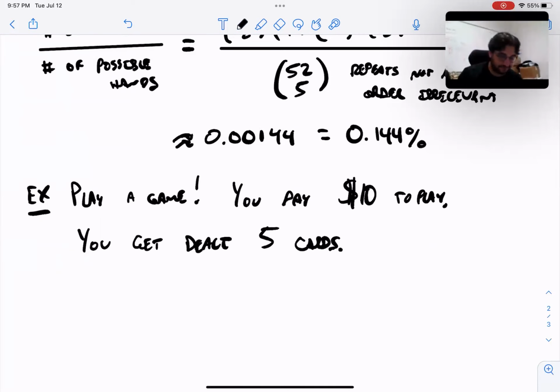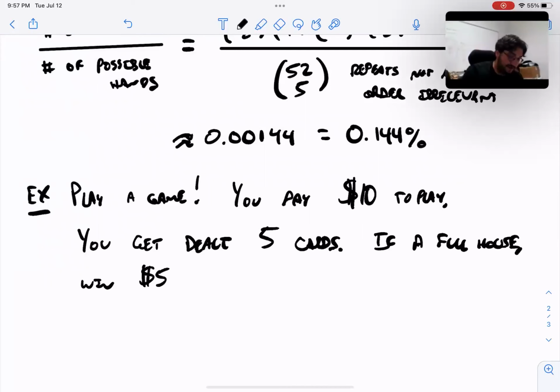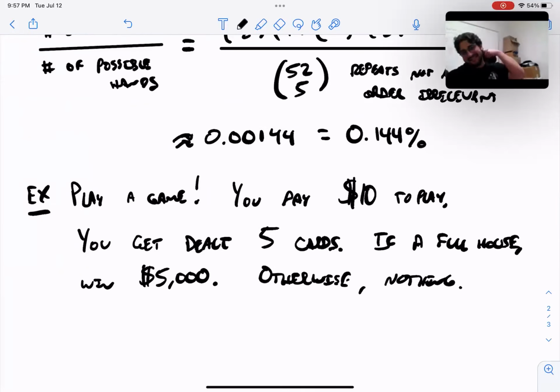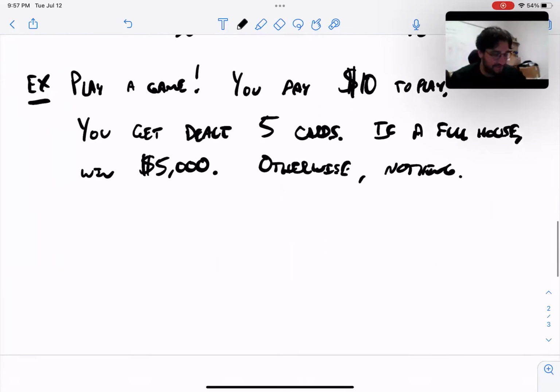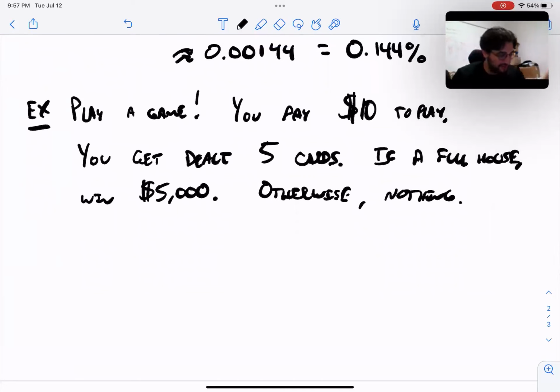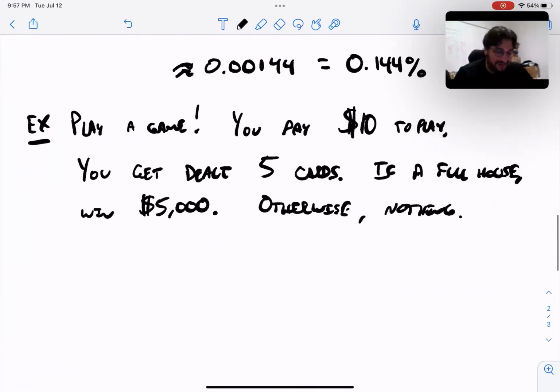Okay, great. If it's a full house, you win $5,000. And otherwise, if it's not a full house, nothing happens. So this is the game that we're going to play. It sounds super exciting. It only costs $10 to play. That's not that much up front compared to the possibility of winning $5,000. So this is a super exciting game.